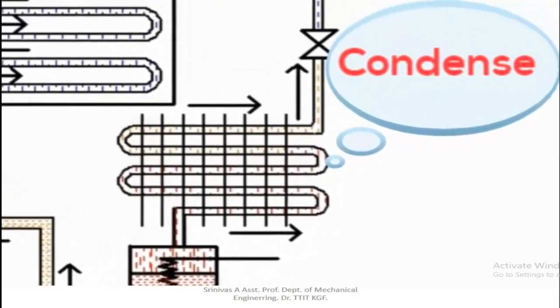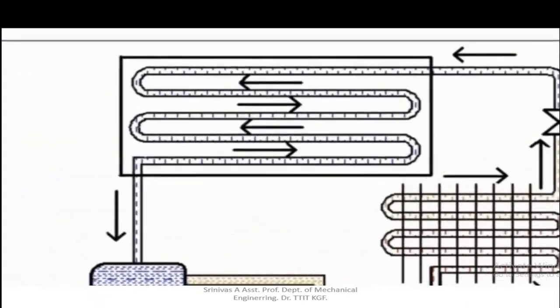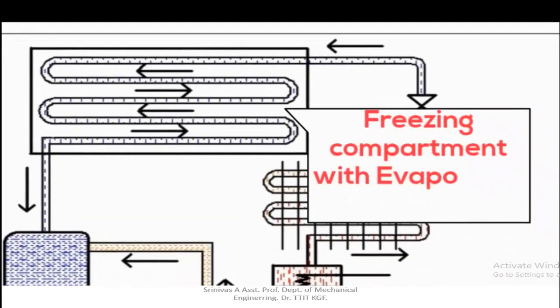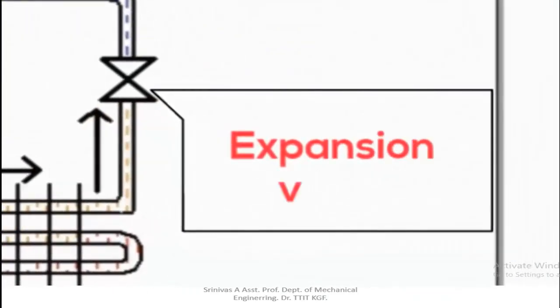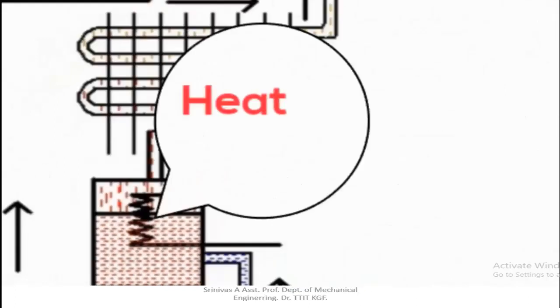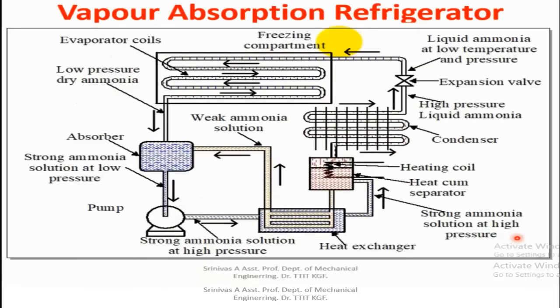And the condenser. This is the condenser. Here the ammonia vapor gets condensed into liquid form. And the evaporation chamber or freezing compartment with evaporation tubes. Here the actual cooling takes place. And here the expansion valve to reduce the pressure, and the heating coil. So these are the main parts of the vapor absorption refrigerator. We have gone through the different parts of the vapor absorption refrigerator. So now we'll come to the working of the vapor absorption refrigerator.